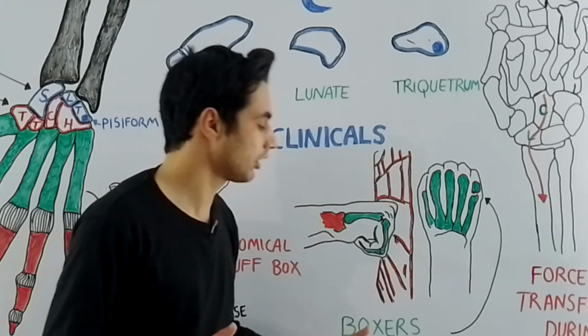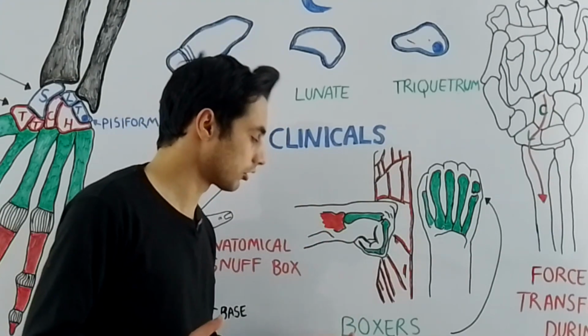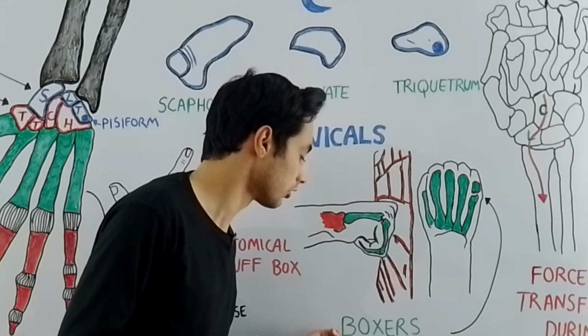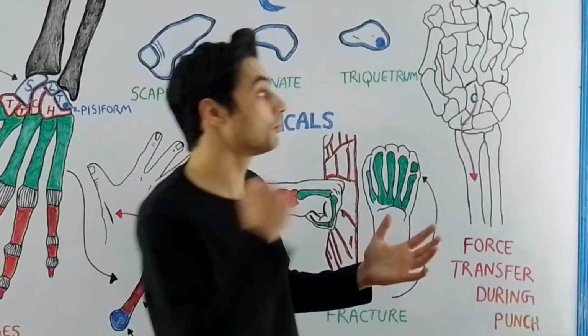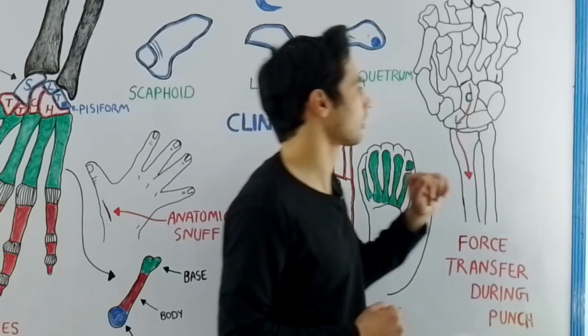Now this condition is very common in boxers. That is why it is known as the boxer's fracture. Now, how is the force transferred when you punch on the wall? Have a look at this diagram.